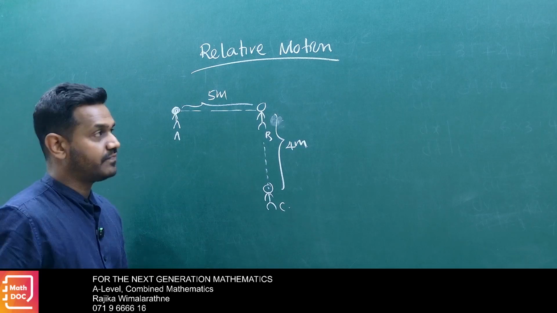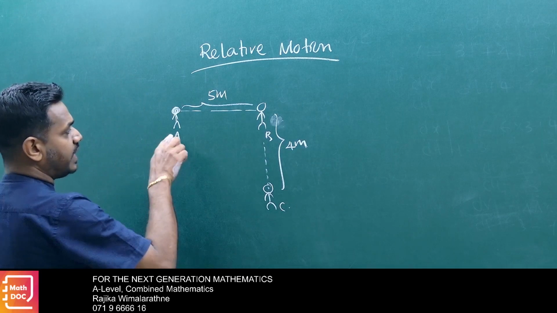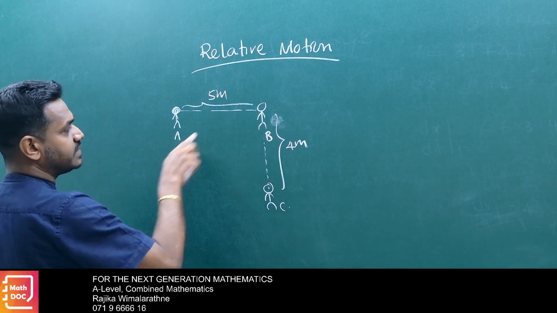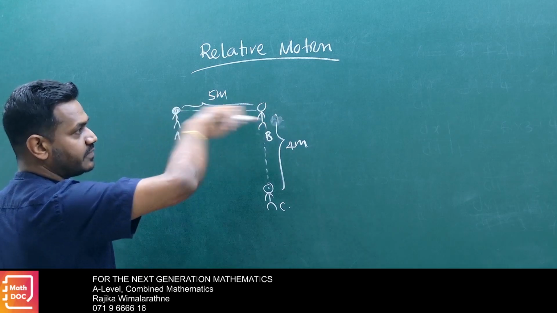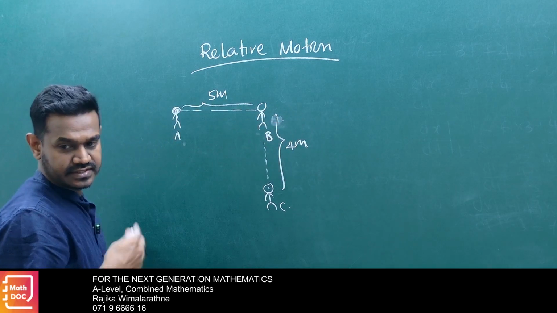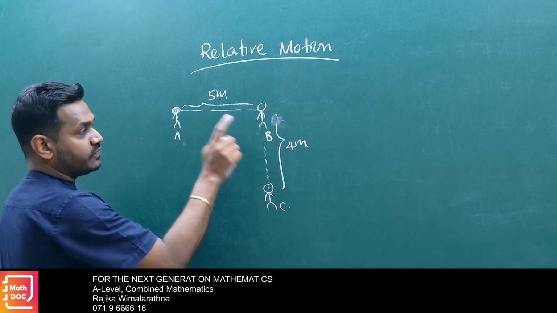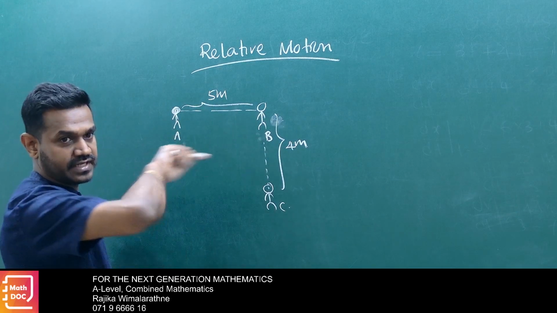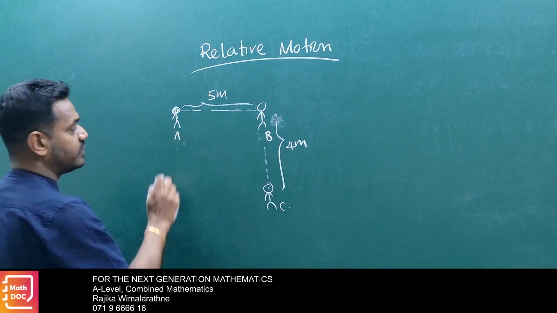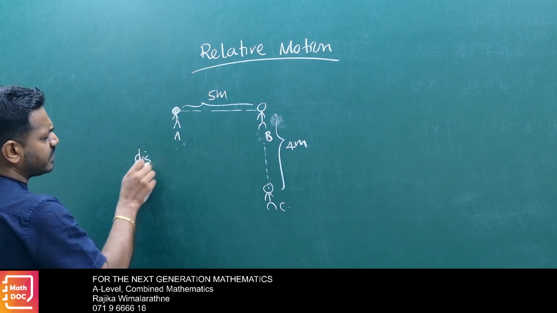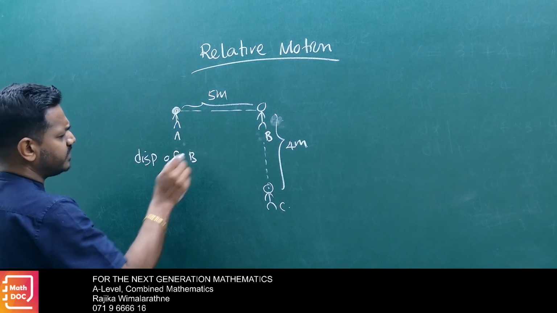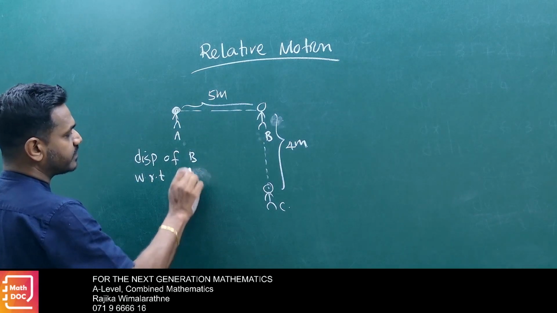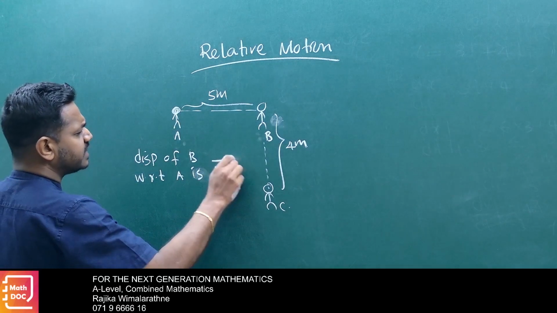Okay, not moving. Then when A observes B, he can see B is displaced 5 meters this way, no? Then we say that is the displacement of B with respect to A, 5 meters this way. Then here we denote the displacement of B with respect to A is 5 meters this way.